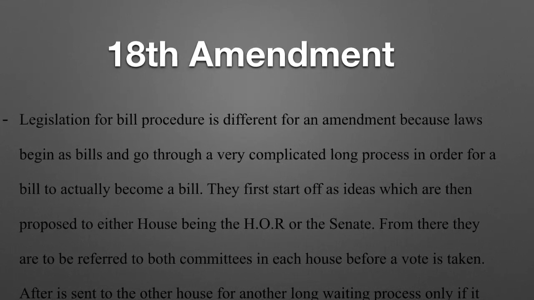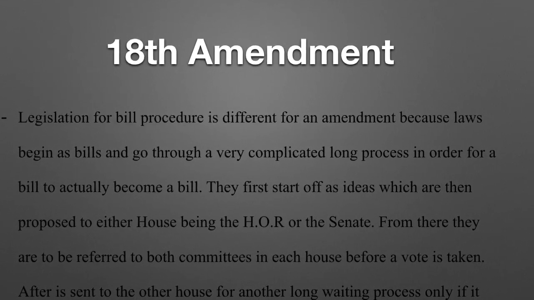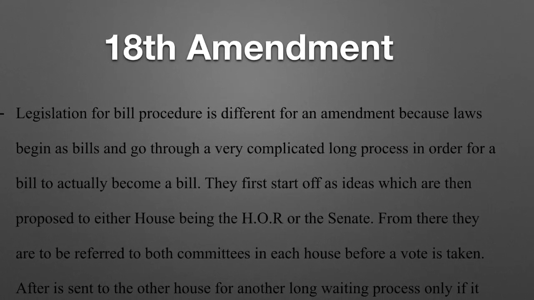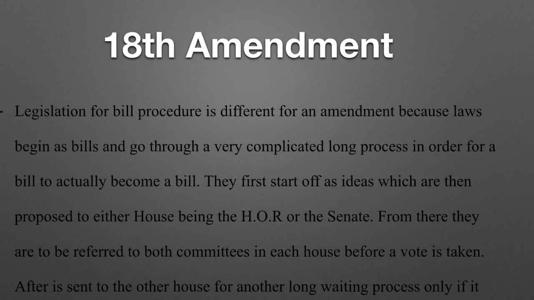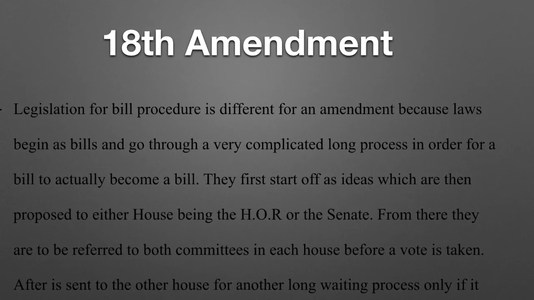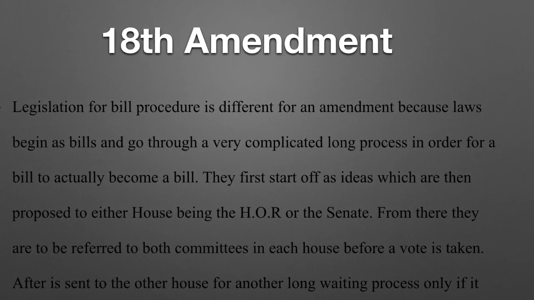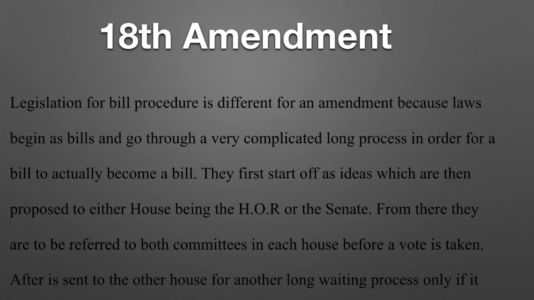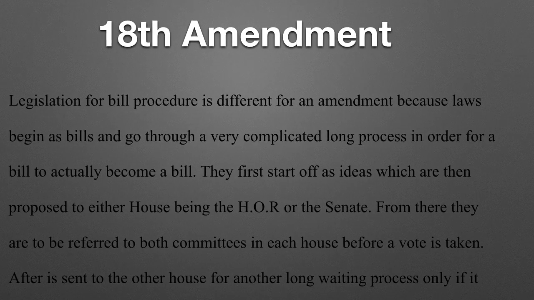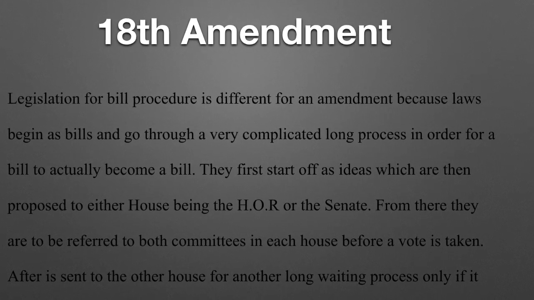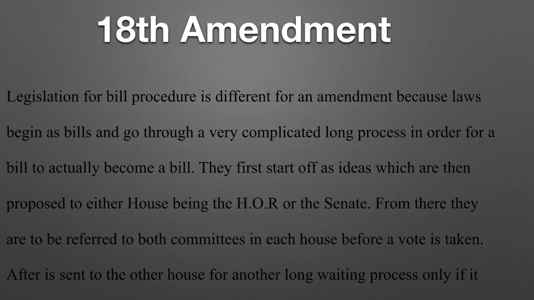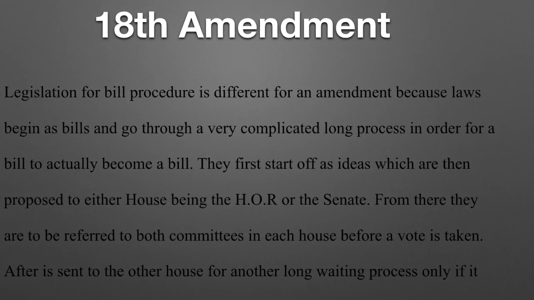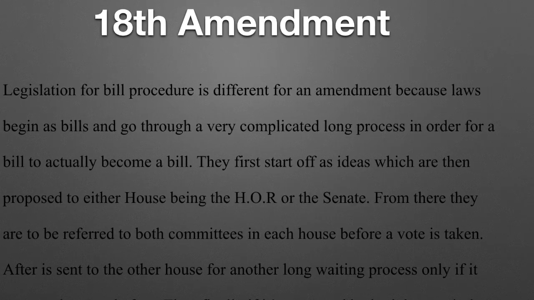The legislation procedure for a bill is different from an amendment because laws begin as bills and go through a very long and complicated process in order to become a law. They first start off as ideas which are then proposed to either house, the House of Representatives or the Senate. From there, they are referred to committees in each house before a vote is taken. After that, it's sent to the other house for a long waiting process, only if approved, of course. Then finally it is approved by both houses. It then requires the signature and approval of the president, unlike an amendment.